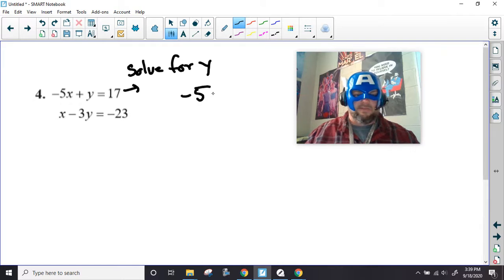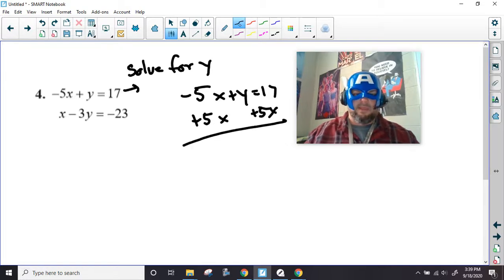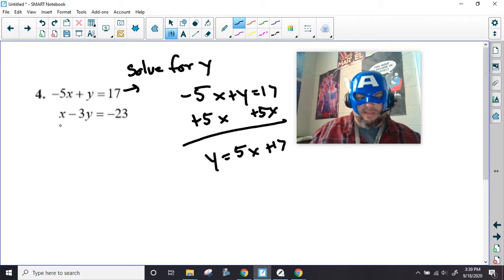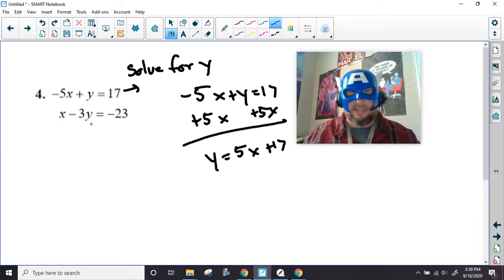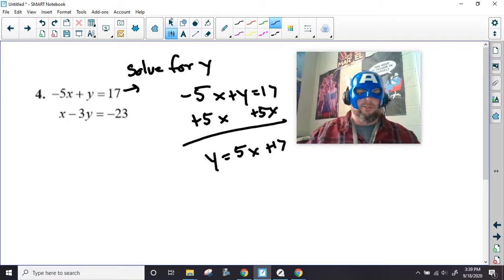So we're going to have minus 5x plus y equals 17. And we would add 5x to both sides. And we would end up with y equals 5x plus 17. And we could easily plug that in there. You could have done the same thing if you were to take this and solve for x. It doesn't matter. Choose your own adventure.